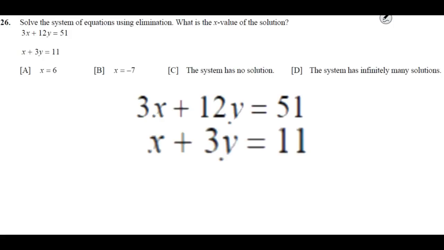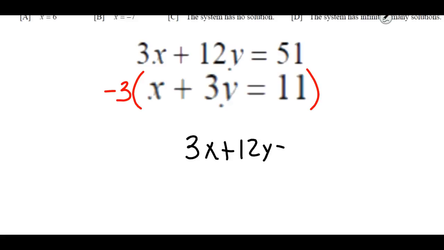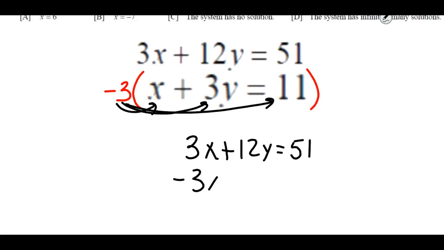Same situation here. Again, I'm looking for the same coefficient. I don't have that. So what I'm going to do is I'm going to try and get rid of, in this case, the x for this. So I'm going to take this bottom one and I'm going to multiply by a -3. So my new equation for the bottom, here's my top one. That one doesn't change because I'm not multiplying anything. My new one on the bottom, once I distribute, is going to be a -3x, a -9y, and a -33.